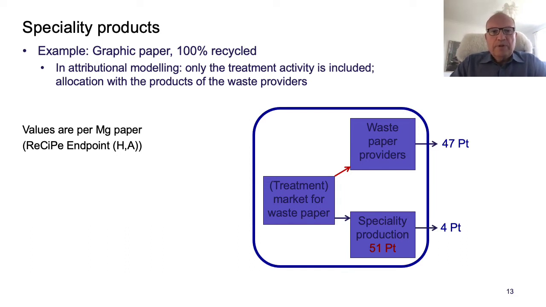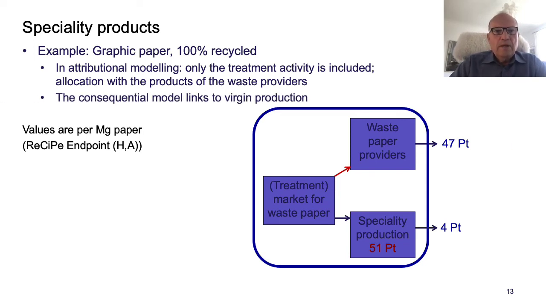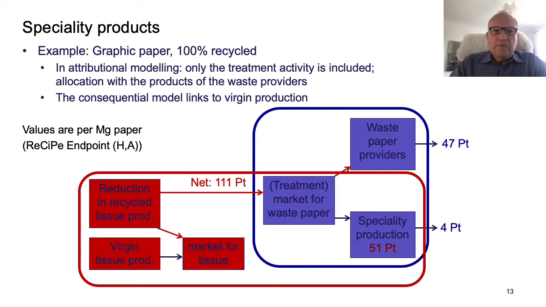Out of those 51 points from the graphic paper production, 47 points are allocated to the other outputs from the waste paper providers, and only 4 points to the recycled paper. The consequential model, in contrast, links to virgin production. That means that we will see a reduction in recycled tissue production, and the net effect of that is an impact of 111 points. Adding that to the 51 points from the graphic paper production gives us 162 points. So here we are having more than an order of magnitude difference.